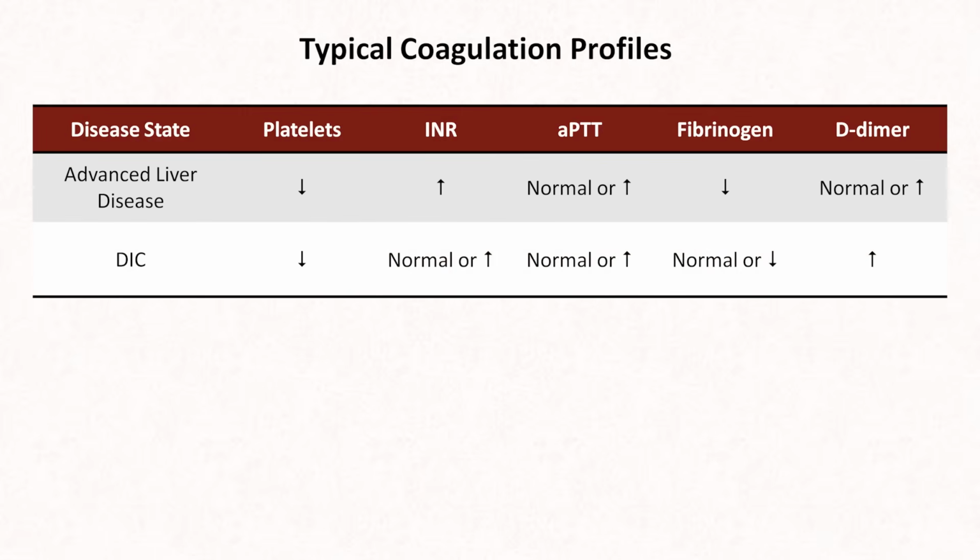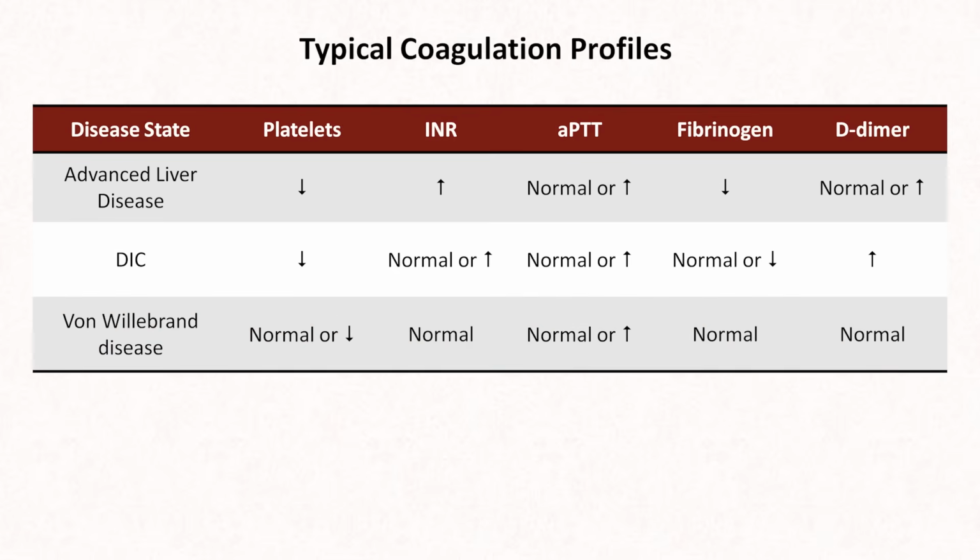In DIC, platelets are low. The INR and PTT are either normal or elevated. Fibrinogen is normal or low, and D-dimer is usually elevated. Although not included in this panel, the other key finding in DIC is a so-called microangiopathic hemolytic anemia, identifiable by encountering red blood cell fragments called schistocytes on a routine blood smear.